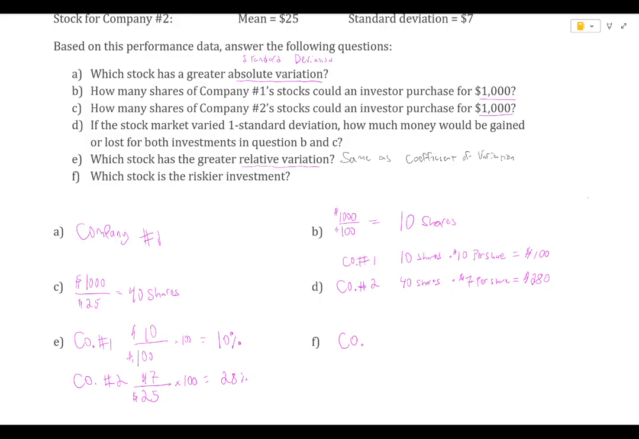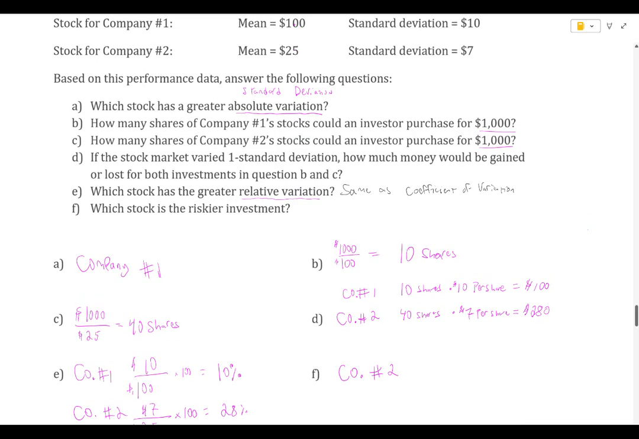Which stock is the riskier investment? Company number 2. Even though it has a lower initial cost for the investor, company number 2 has a higher coefficient of variation. Therefore, it is more risky, which is not a bad thing.